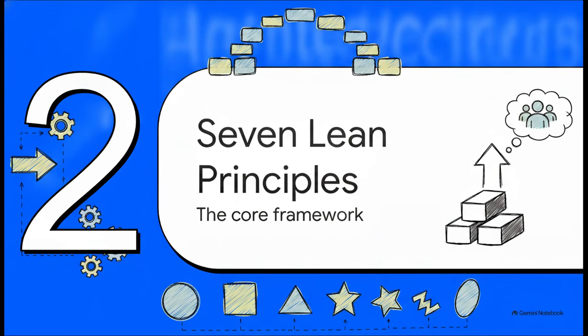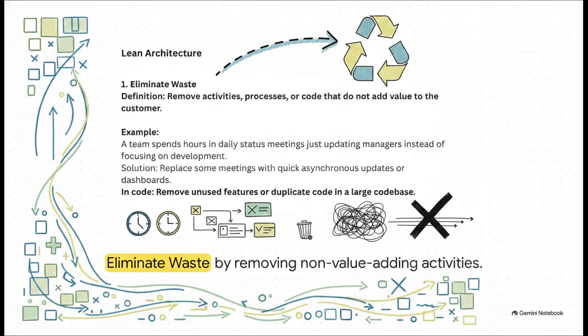Moving right along to section 2, the 7 lean principles. Principle 1 sounds simple, but honestly, it's often the hardest to actually do. Eliminate waste. Think about this for a second. In some massive enterprise code bases, up to 30% of the code is rarely or frankly never executed. That is a wild amount of wasted effort.